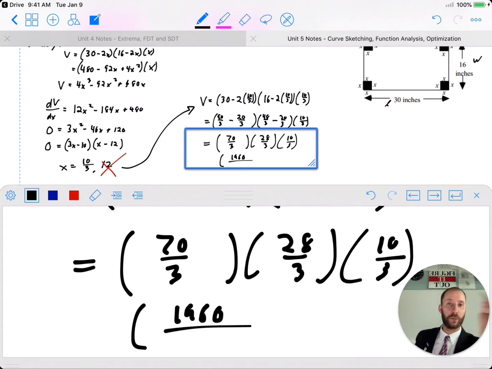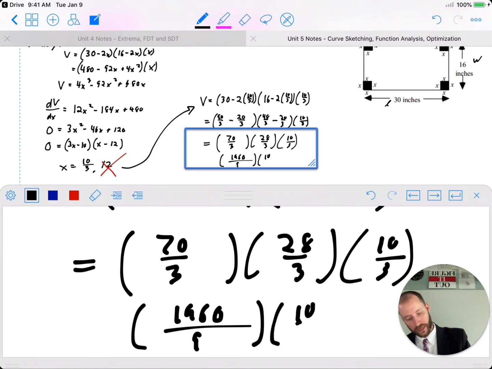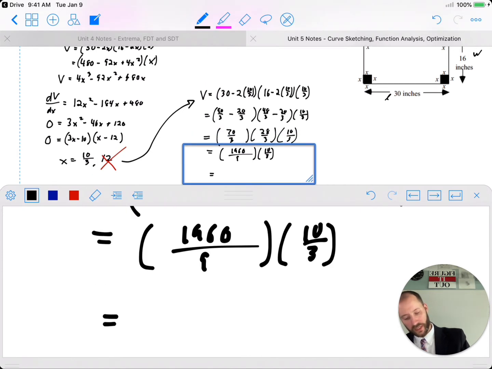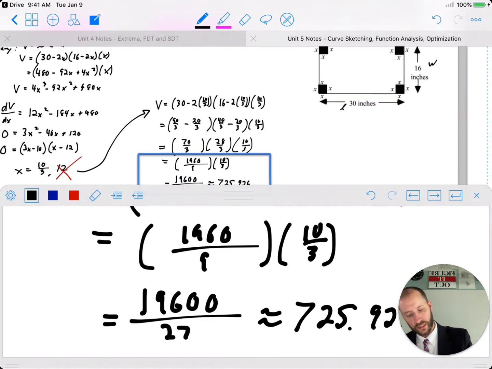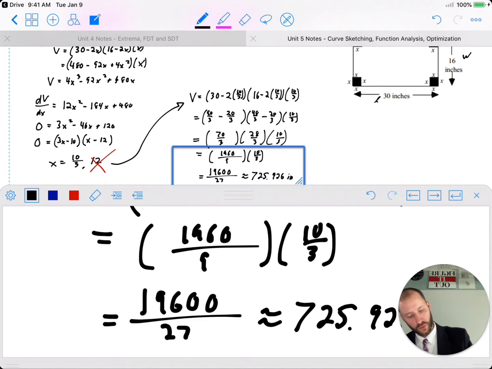Then the bottom times the bottom, 3 times 3 is 9. That's times 10 thirds. So then multiply it again. 1960 times 10 is 19,600. 9 times 3, 27. And 19,600 divided by 27 is about 725.926. And this is inches cubed.